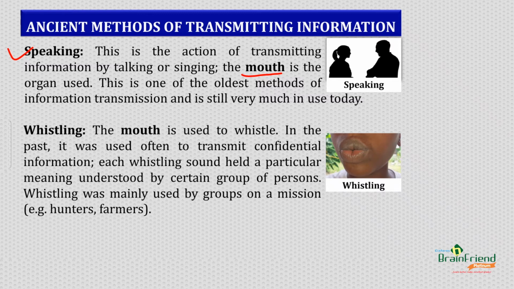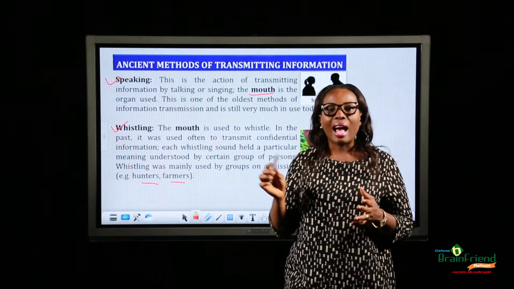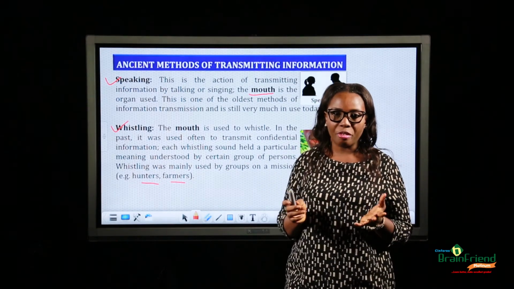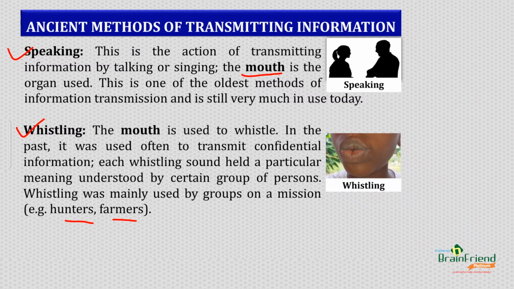The next ancient method of transmitting information is whistling. Just like speaking is also done with the mouth, where we make sounds. Each whistle holds a particular meaning that is understood by a certain group of people. For instance, hunters and farmers whistle a lot when they are on a mission. It's easy to whistle because it can be confused as any other natural sound in the environment made by birds or animals. So hunters use whistling to communicate amongst themselves.